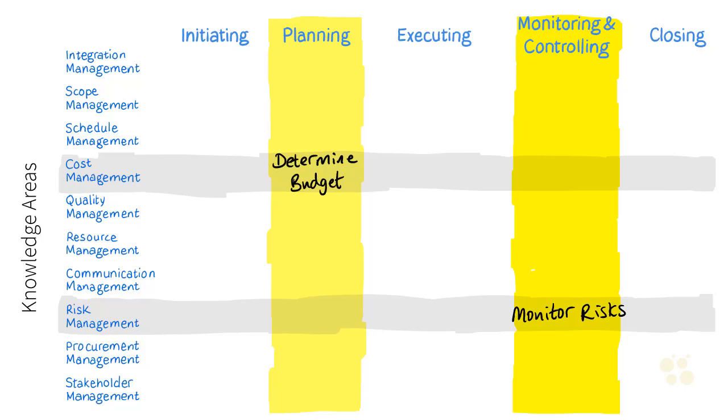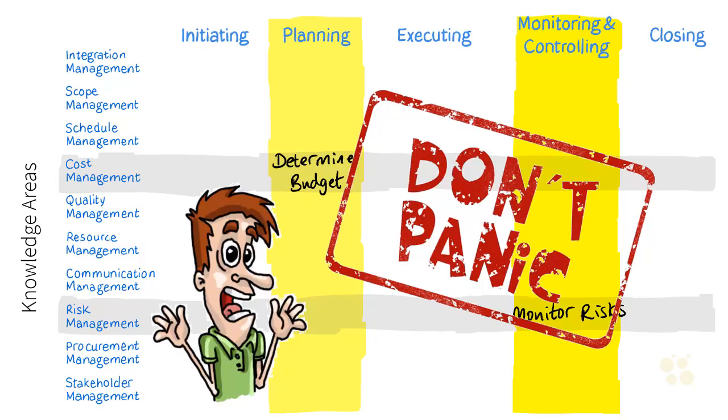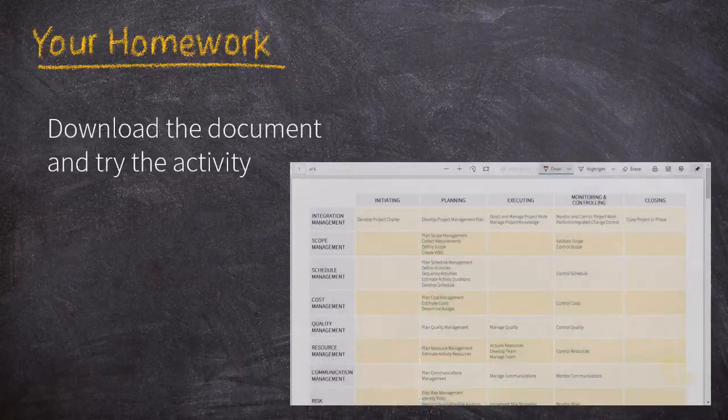And could I just emphasise that I do not expect you to understand what all of these processes actually mean at this stage. We've got a whole course ahead of us to find out about all of that, but I would like you to start getting really familiar with this table from the PMBOK guide. And to help you with that, I do have some homework for you. So I've created a document for you, which you will find in the supplemental files which accompany this skill.